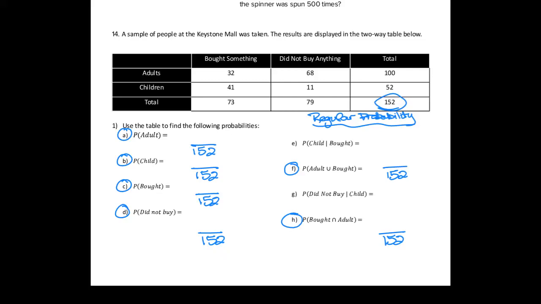Now, which ones are not regular probability? The ones with the vertical lines, because those are conditional. Those are something different, okay? We'll get back to that in just a bit. But let's take a look then. What is the probability of selecting an adult out of this entire table? Well, find your adults and tell me, what is the numerator there?